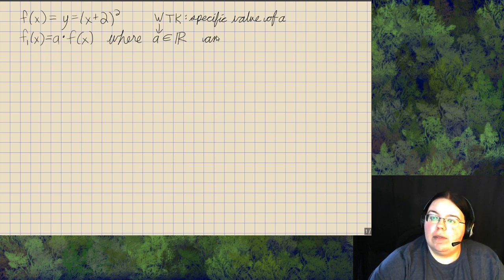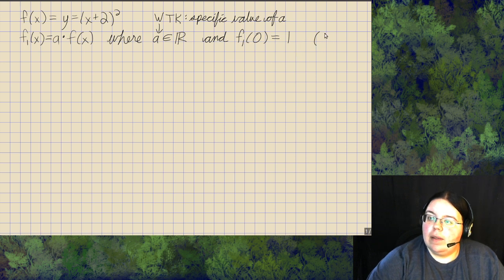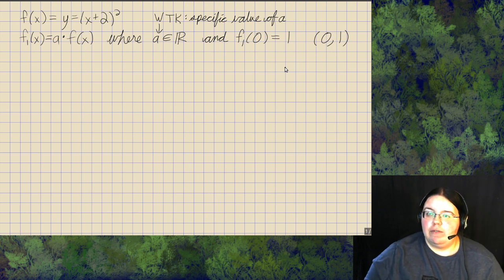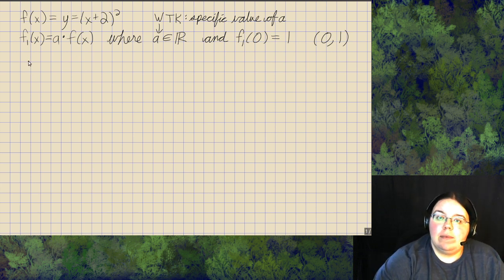So here's our other specification, that f1 of 0, again, we're talking about intersecting the y-axis, equals 1. In other words, (0, 1) is a solution to the equation f1. Okay, so let's investigate what we can do about this.